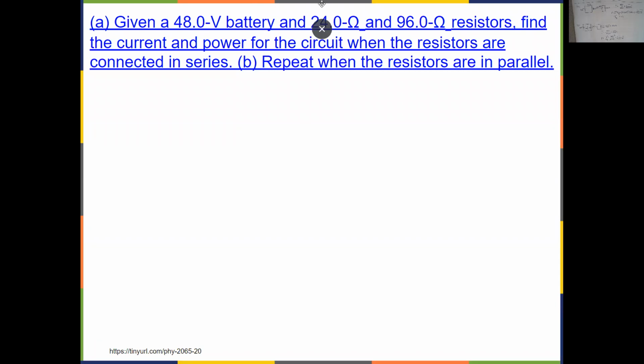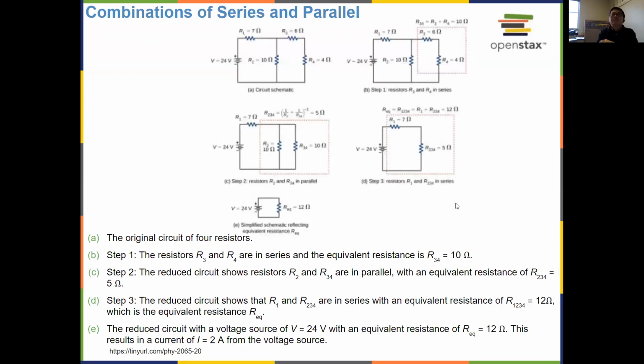So let's go back. Now, many times your resistors are not just in series or in parallel. Part of the circuit could have resistors in series or in parallel, but then that part will be in series or parallel with another part, and so on. So it's a combination of series and parallel. In this case, you have 7 ohms here, 10 ohms, 6 ohms, and 4 ohms.